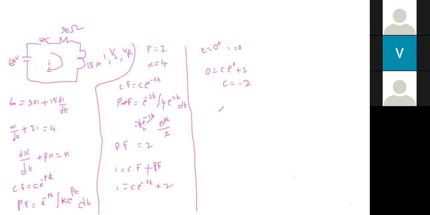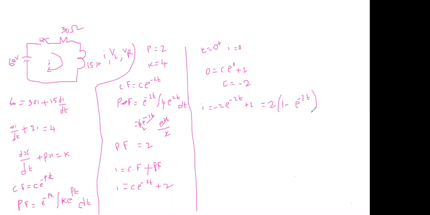After calculating the C value, substitute here. Then we get the solution of the equation, I equal to minus 2 e power minus 2t plus 2. Taking 2 as common, 2 into 1 minus e power minus 2t. This is the current solution of the first question.